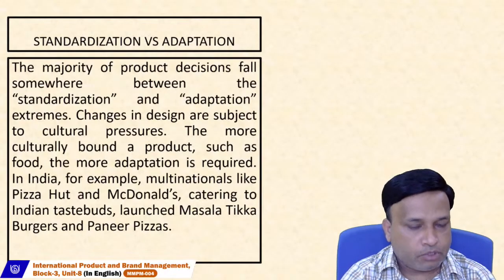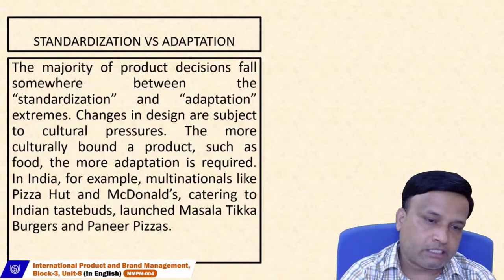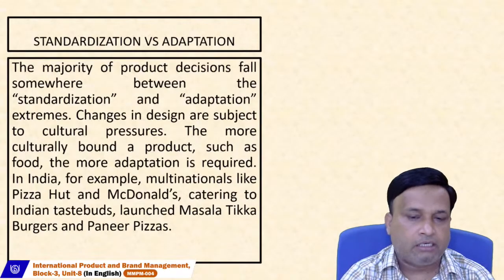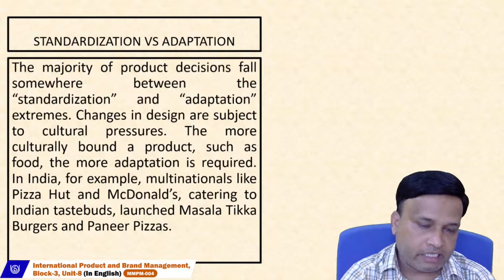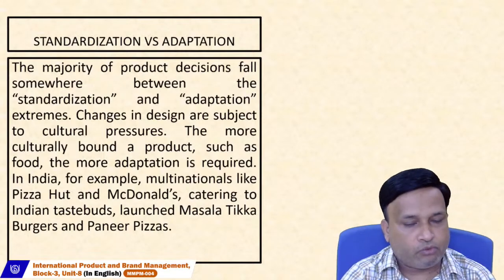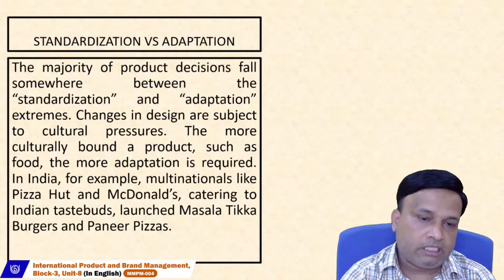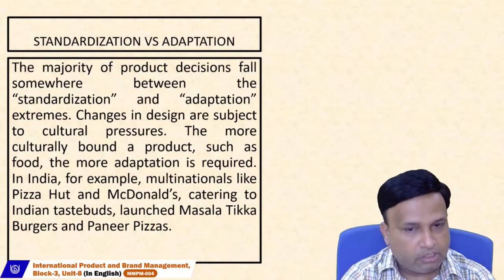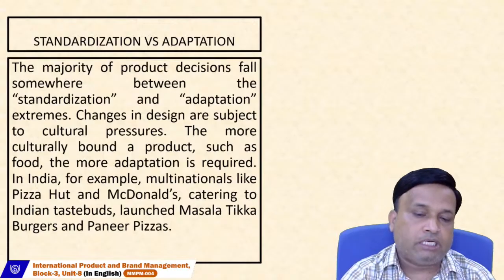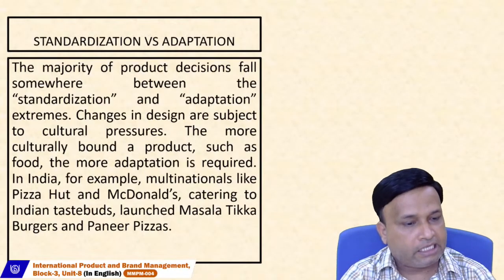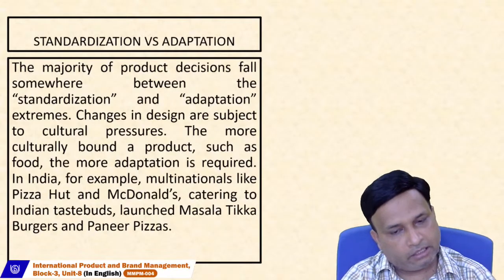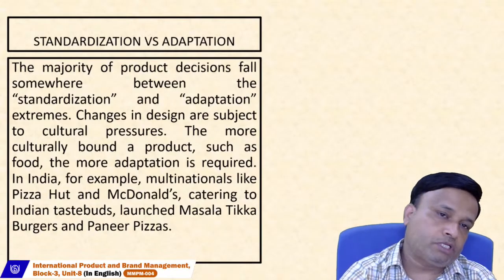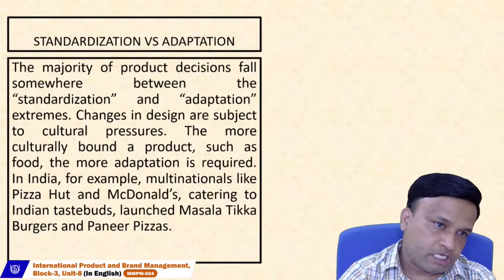Companies in India, for example Pizza Hut and McDonald's, have already talked about that. In the initial years, they failed, as did Burger King. They started realizing what went wrong with them. Then they decided to bring products catering to Indian households and Indian taste. That is why they launched masala tikka burgers and paneer pizza, which suit the Indian market. That is exactly the adaptation strategy.